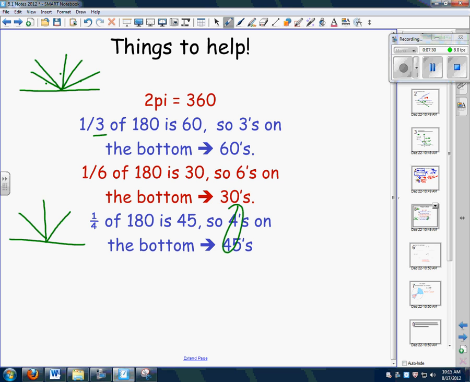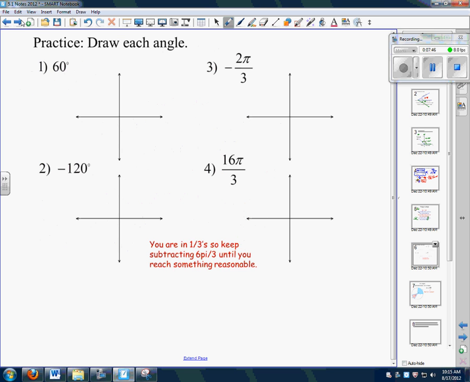So anytime you see 11 pi over 4, it's going to be some multiple of 45, and eventually you'll know all of those. Okay, so just some little things to help you out if you want to put in your notes and keep to the side over the next couple days.